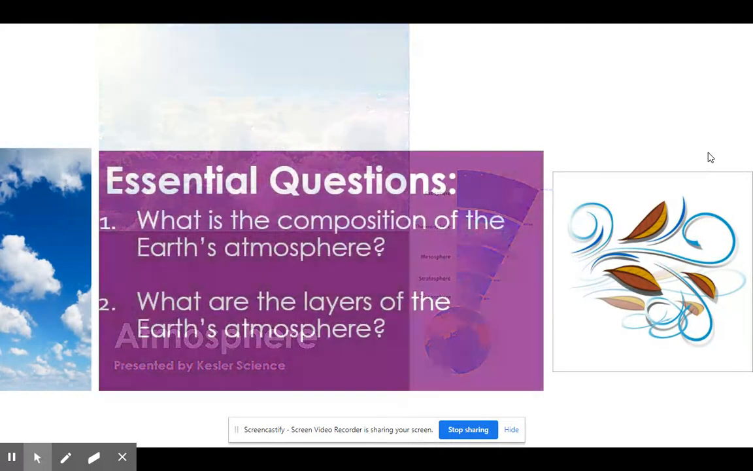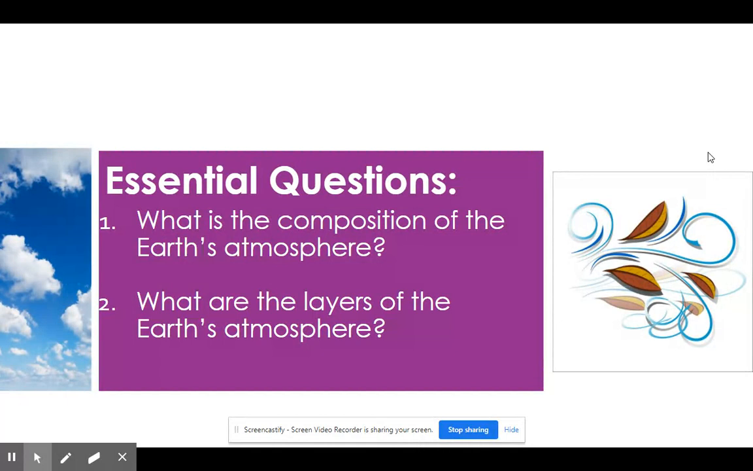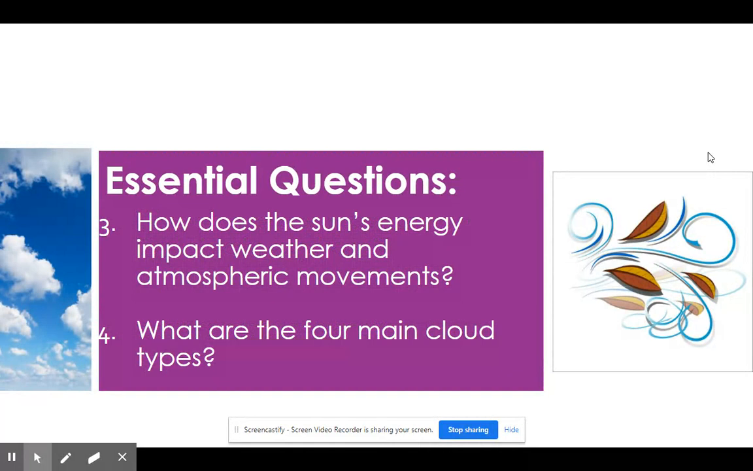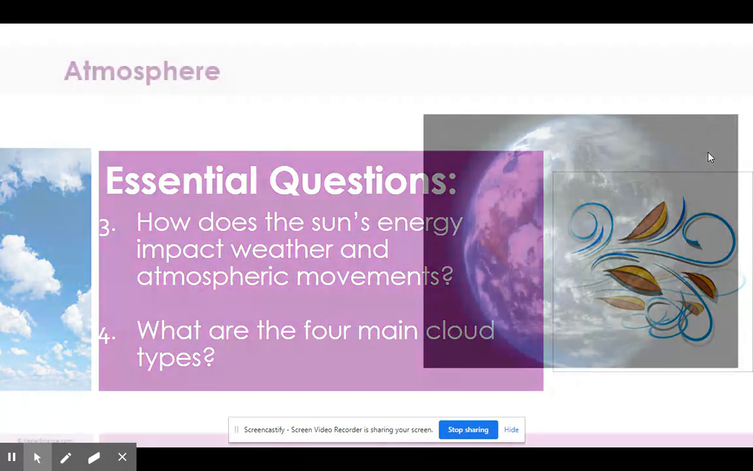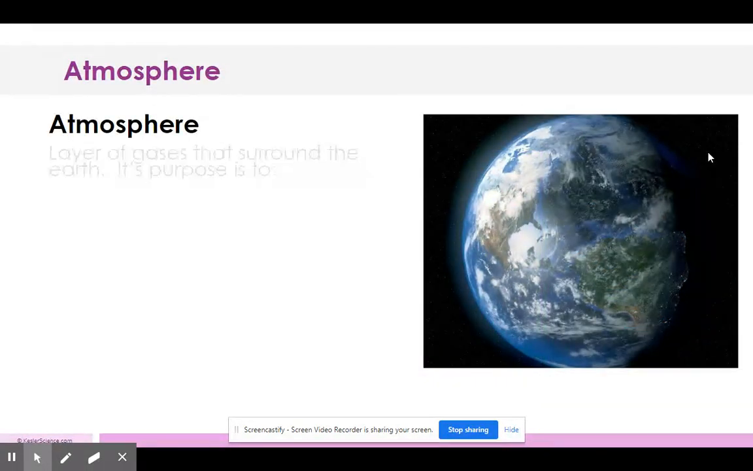So you should be able to tell me what the composition of the Earth's atmosphere is. Composition means what it's made of. What are the layers of the Earth's atmosphere? You should be able to tell me those in order: first, second, third. How does the sun's energy impact weather and the atmospheric movements? And what are the four major cloud types? So hopefully when you're done, you will be able to answer those.